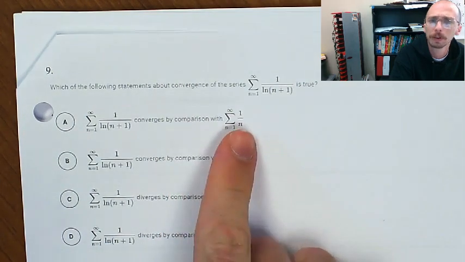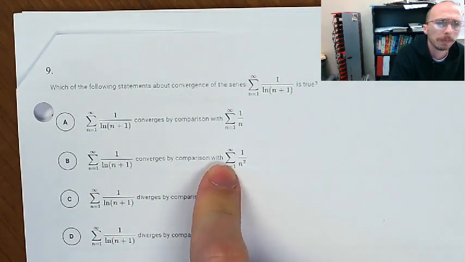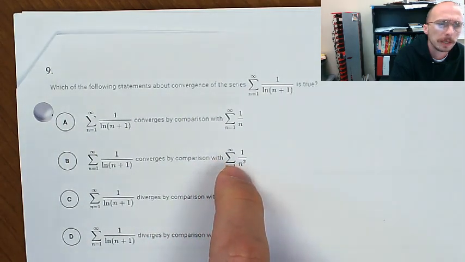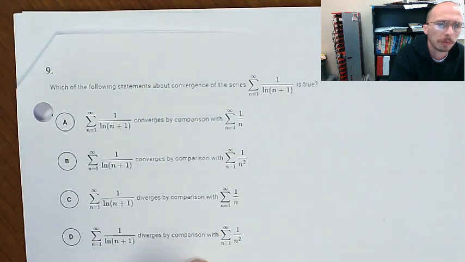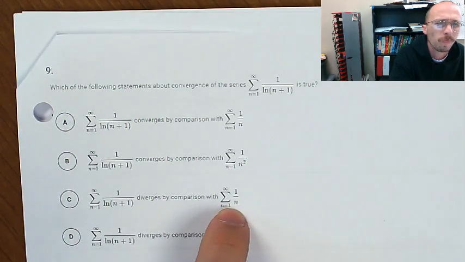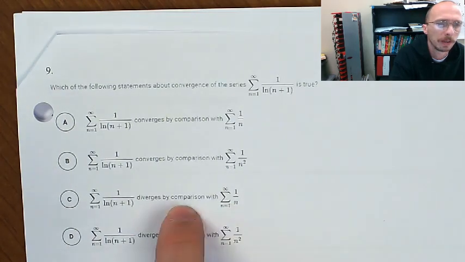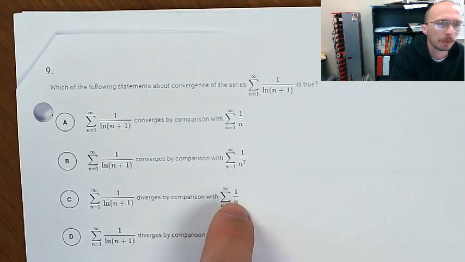Well, you can't converge by comparison with 1 over n because 1 over n diverges. Sum of 1 over n squared, maybe. Let me think about this. You can't diverge by comparison with a convergent series. So I think it's going to... I know what it is. It's going to be this one. It diverges by comparison with 1 over n.